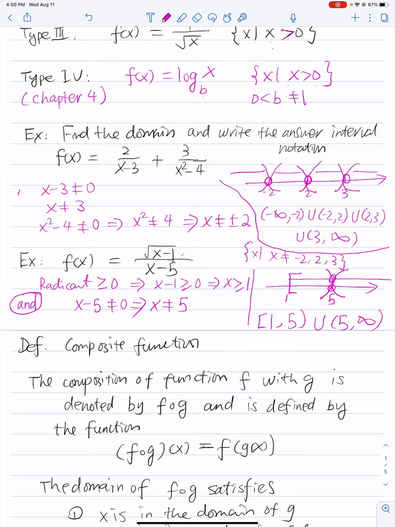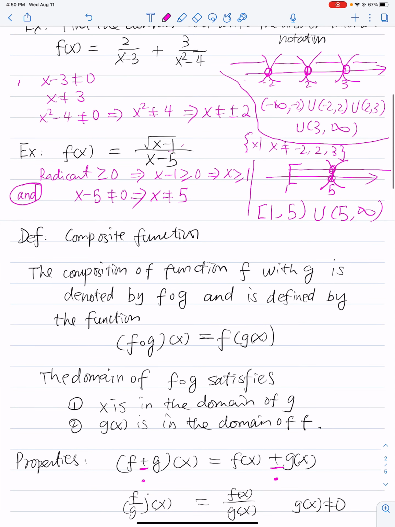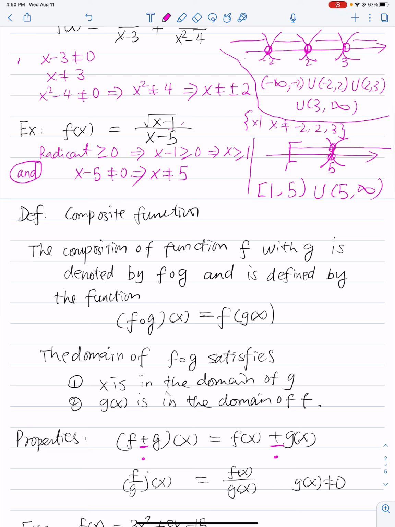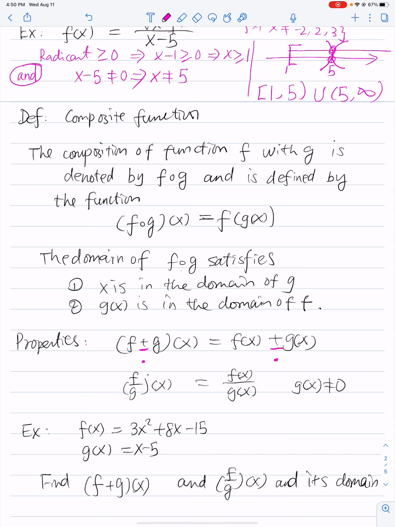Okay, so the next one we wanted to introduce is the composition function. So what is a composition function? The composition of function f with g is denoted by f small circle g, and is defined by the function (f∘g)(x) = f(g(x)). So the domain of f∘g satisfies: x has to be in the domain of g, and then g(x) has to be in the domain of f.